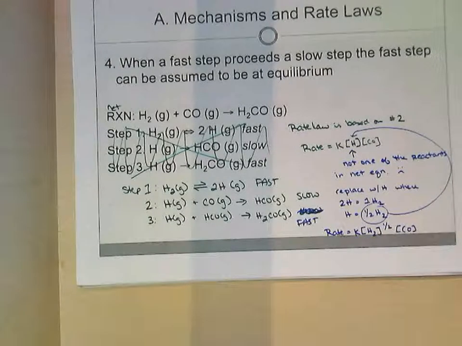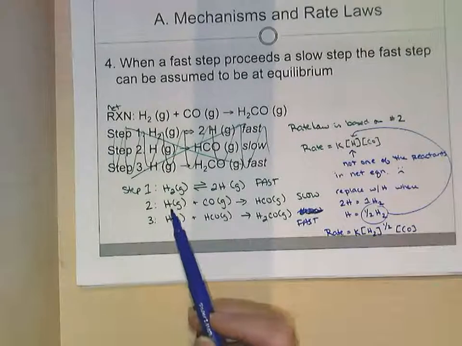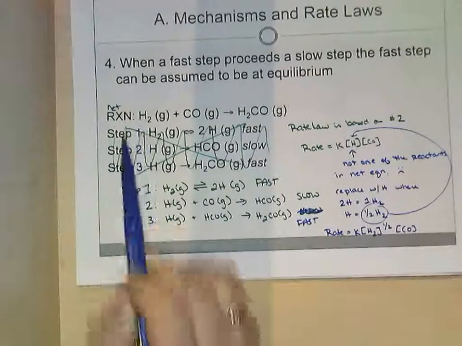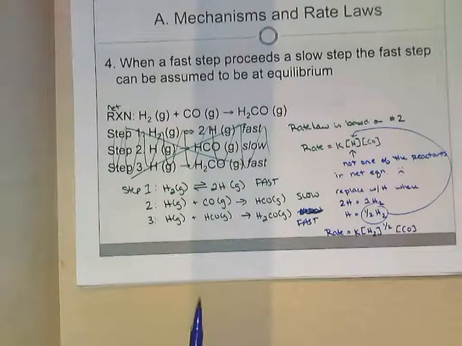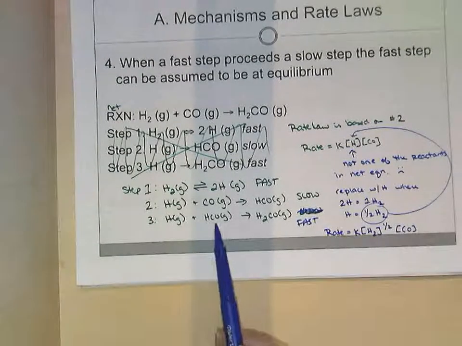Can you use that ratio using any of these steps? In theory, you could, but you have to have one that relates the thing you're trying to get rid of with one of the reactants. Okay, so it could have been step 3. It can't be step 3 because HCO is not one of your reactants. If it was something else.